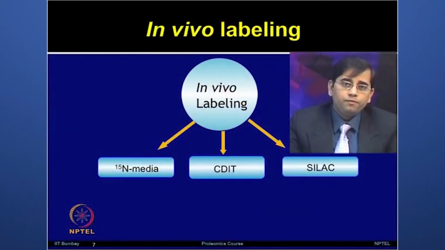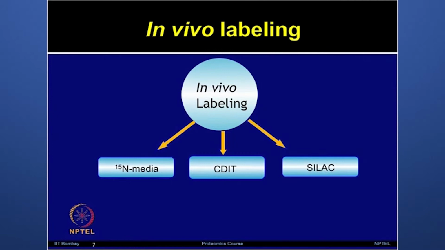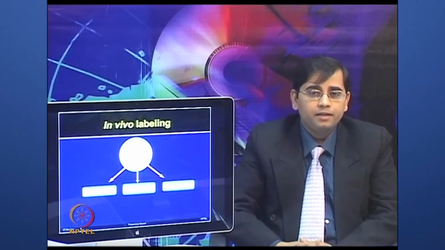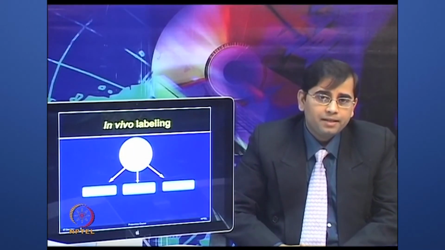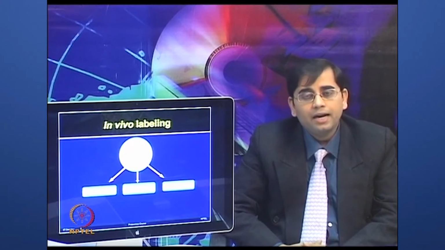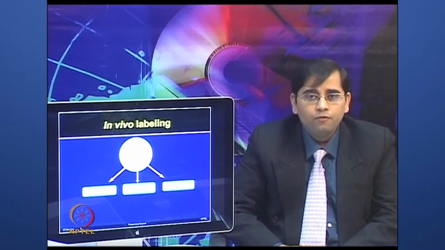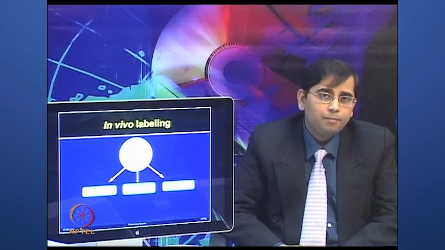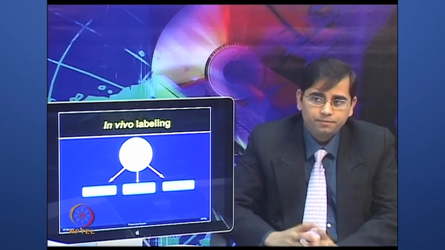The different ways of in vivo labeling are enrichment of 15N media, the culture derived isotope tags or CDIT, and stable isotope labeling by amino acids in cell culture or SILAC. Although we will discuss briefly the 15N media method and culture derived isotope tags, we will focus mainly on the SILAC method for the rest of the lecture.